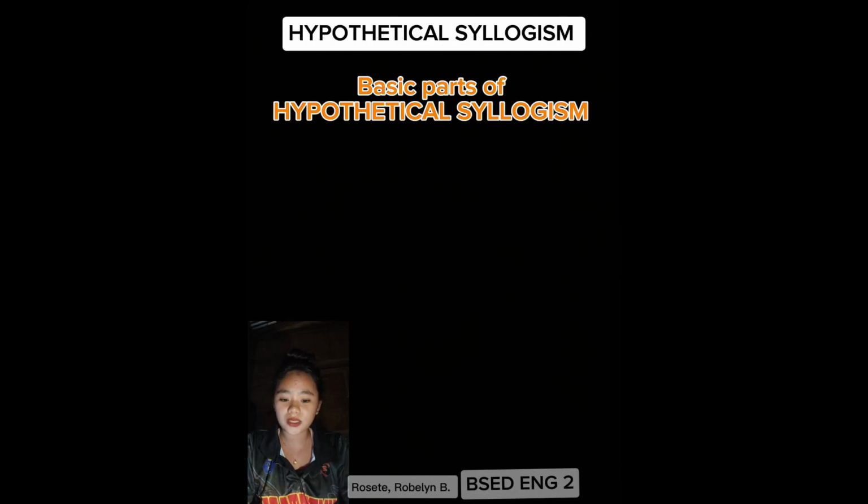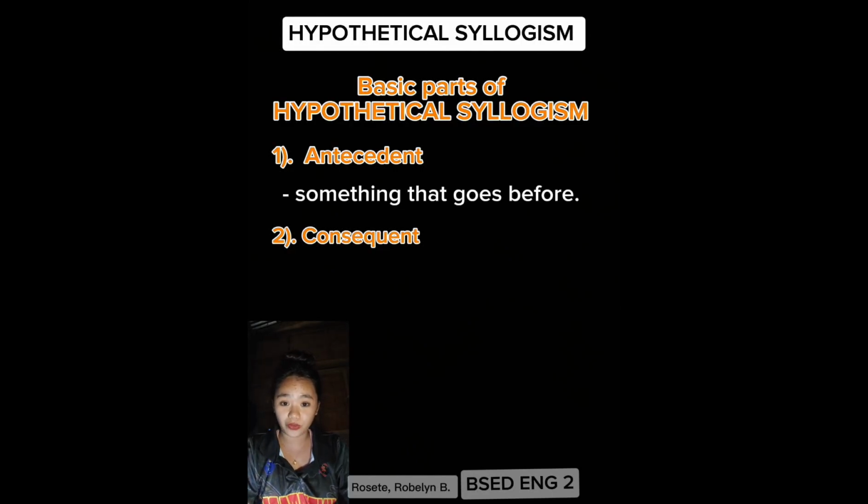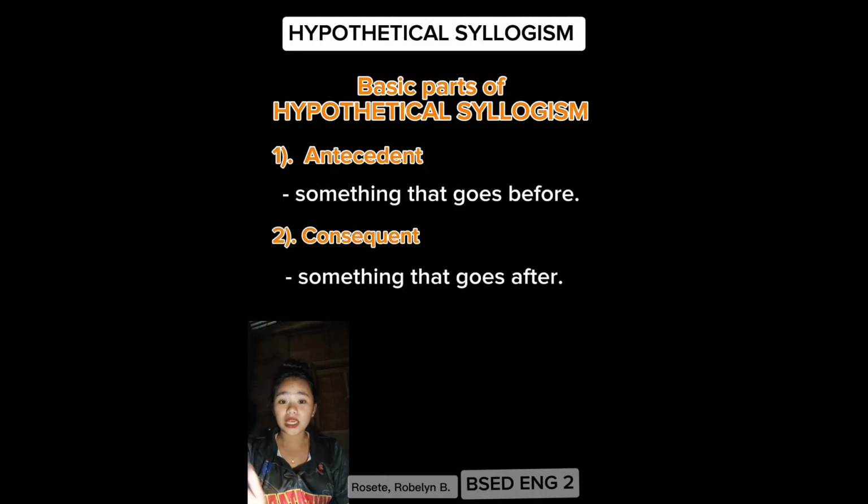So our next topic is all about the hypothetical syllogism. In order to understand the deep meaning of the hypothetical syllogism, we need to comprehend its two basic parts, which are the antecedent and the consequence. Antecedent means something that goes before, while the consequence is something that goes after. So in short, the antecedent must come first, followed by the consequence.